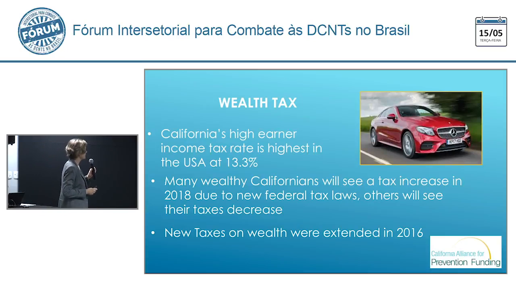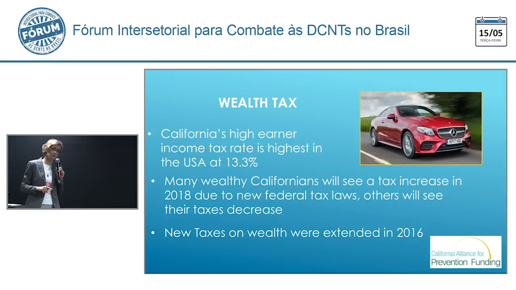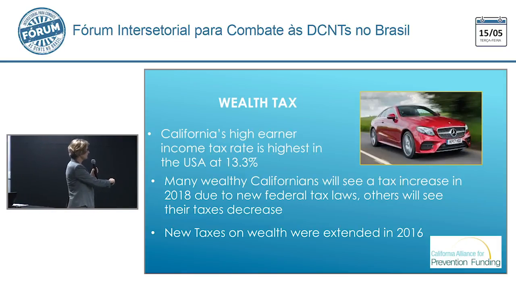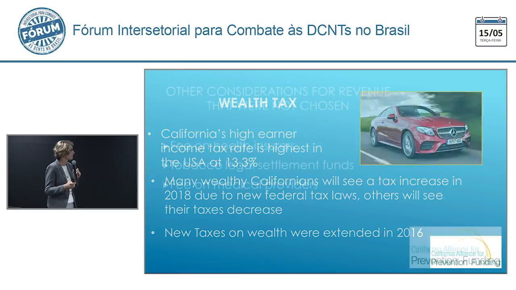California's high earner income tax is the highest in the country at 13.3%. Many wealthy Californians will see a tax increase in 2018 due to new federal tax laws, and others will see their taxes decrease. In addition, there were new higher taxes on the wealthy that were extended in 2016, so I'm not sure that this is going to be our most strategic choice. I think the soda tax or the alcohol tax will be.